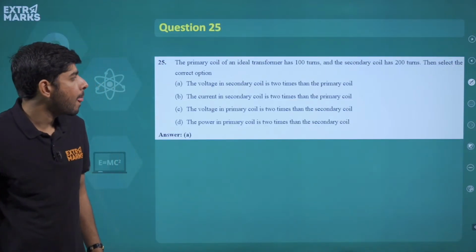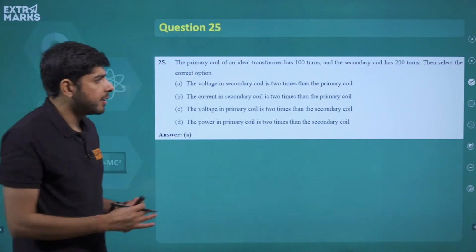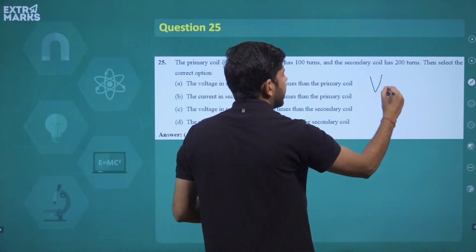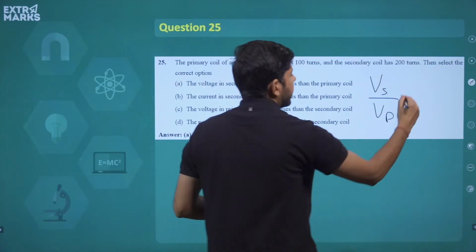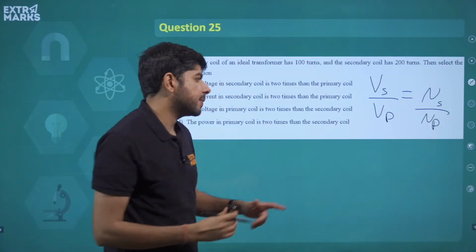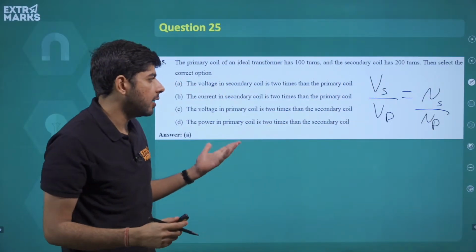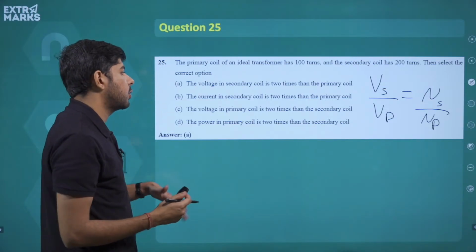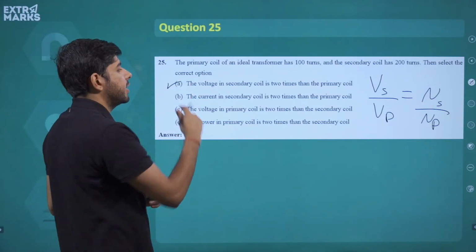Alright. Primary, so of course very simple. Transformer, guys, we need to remember this one. V secondary by V primary equals N secondary by N primary. So N_S by N_P is given as 2, so V_S by V_P is also 2. So twice. Voltage is twice in secondary.